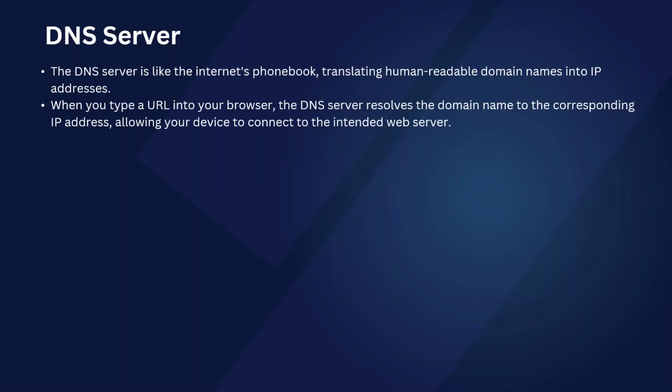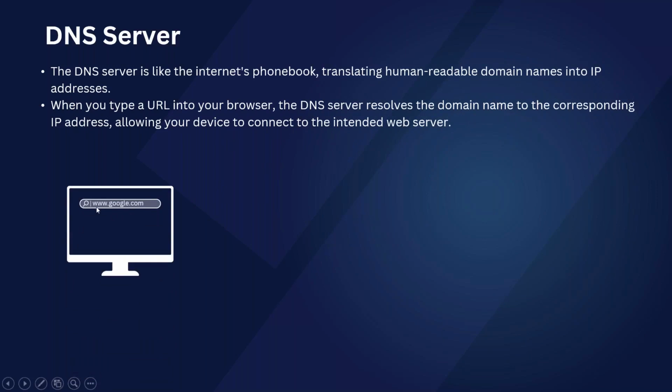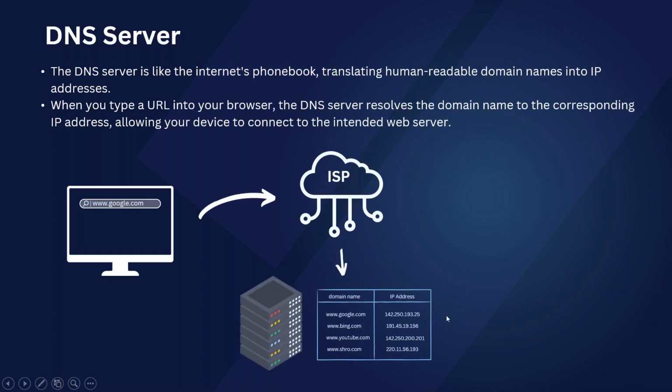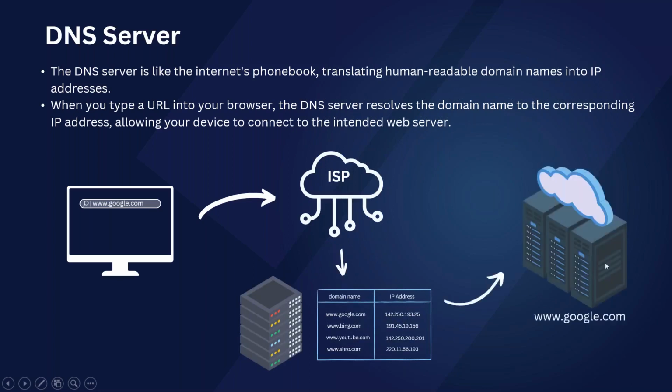So when you type a URL in the browser, the DNS server resolves that URL to its corresponding IP, and then it allows your device to connect to that exact intended web server. So in your browser, when you open up a website like google.com, that request is sent to the ISP. From the ISP, it goes to a DNS server, and in that DNS server, they have linking for each domain with its corresponding IP. And from that IP address, it reaches the exact target server with that public IP.